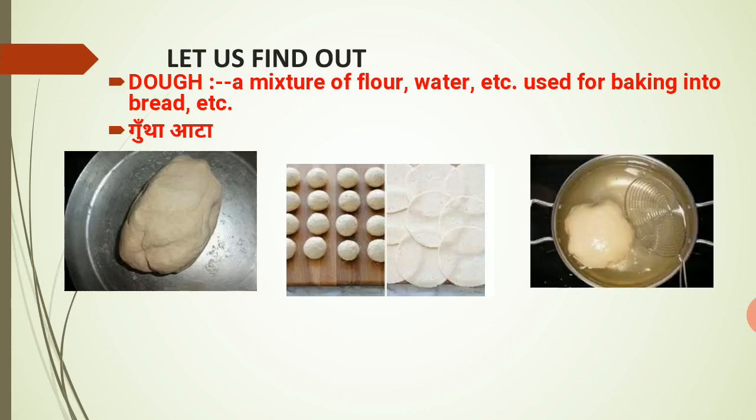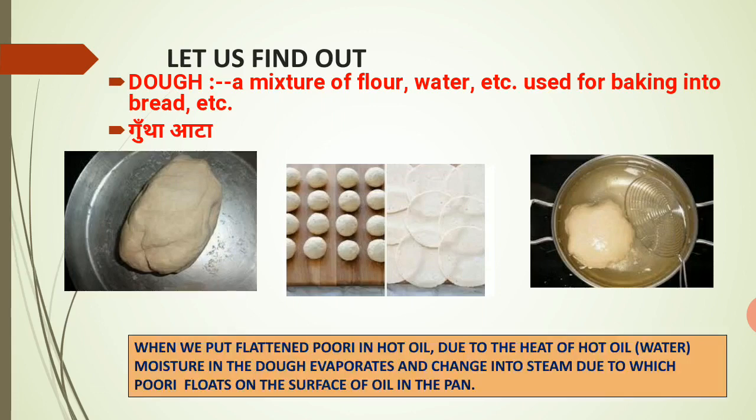When the puri is put into hot oil, after some time, it puffs up and floats on the surface of oil. So the question is, how does it float? Why does it puff? When we put flattened puri in hot oil, due to the heat of hot oil, the water or the moisture in the dough evaporates and changes into steam, due to which the puri floats on the surface of oil in the pan.